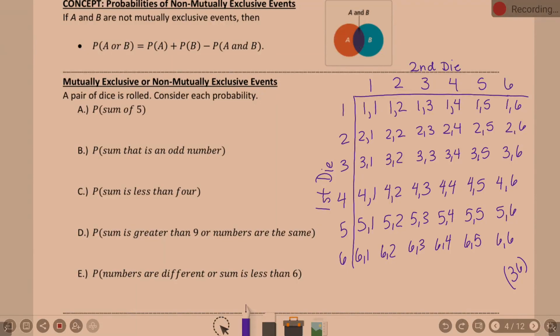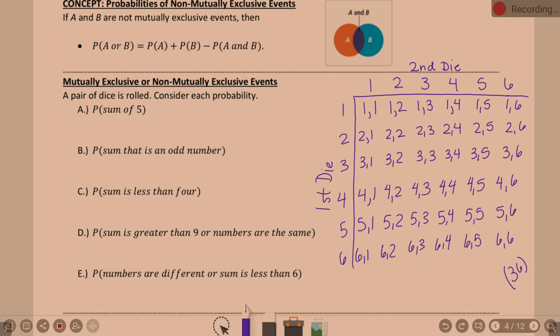In your class yesterday, we left off setting up this chart, yes? Talking about the idea that if a pair of dice is rolled, you're rolling two separate dice. When you roll the first die, your options are 1 through 6. When you roll the second die, your options are 1 through 6.